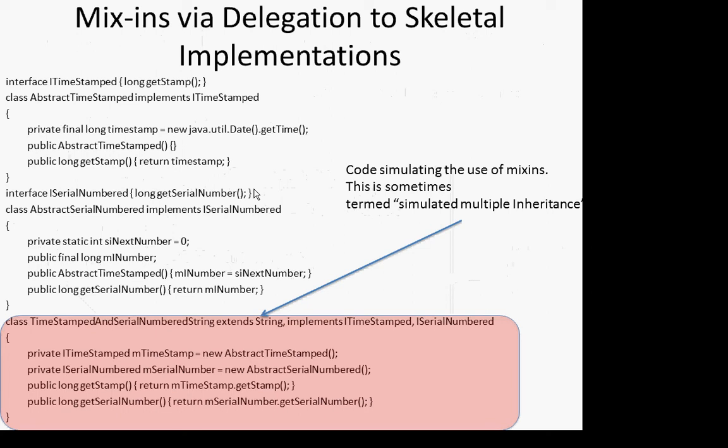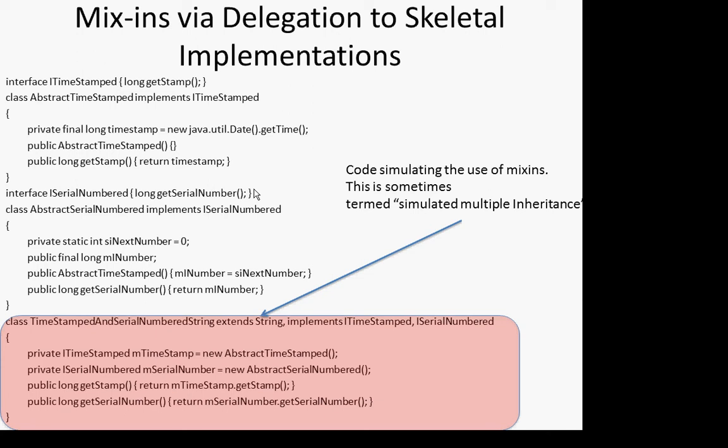Okay? Now we could have an abstract class, abstract timestamp, that implements the iTimestamp interface. We have an abstract class, abstract serial number, that implements iSerialNumber. And then we have a timestamped serial number string, which extends string. It implements iTimestamped and iSerialNumber.